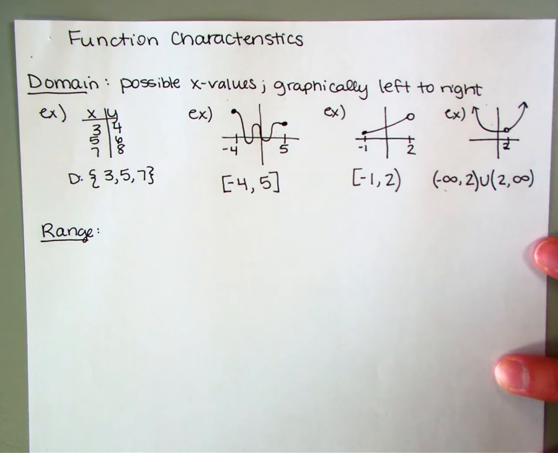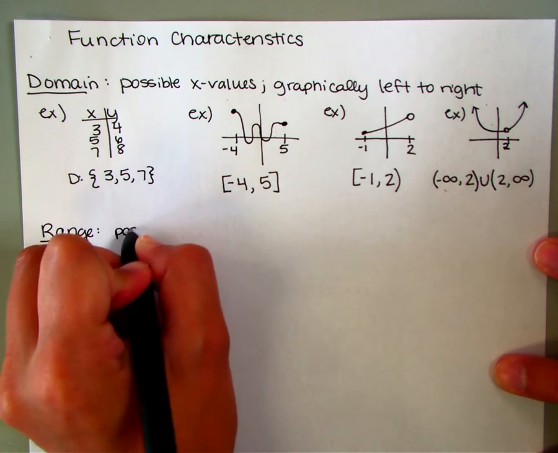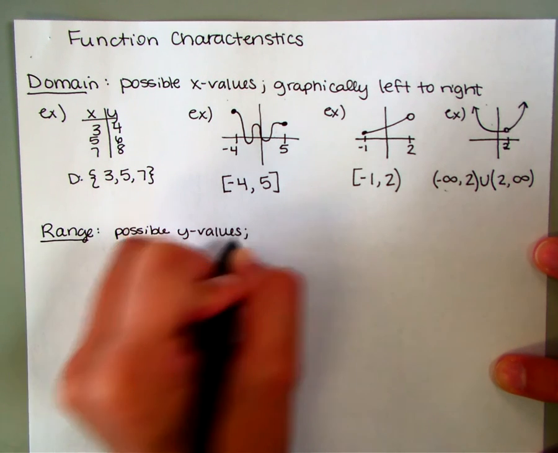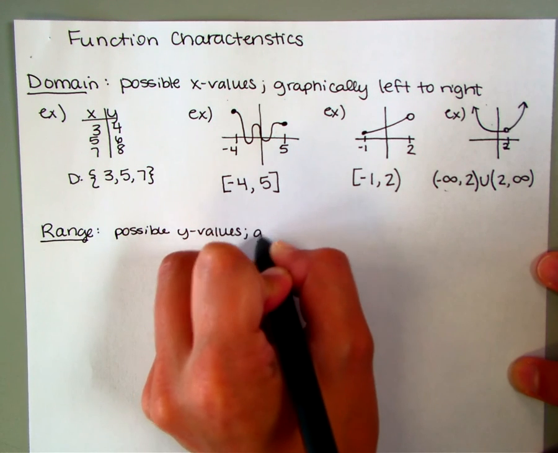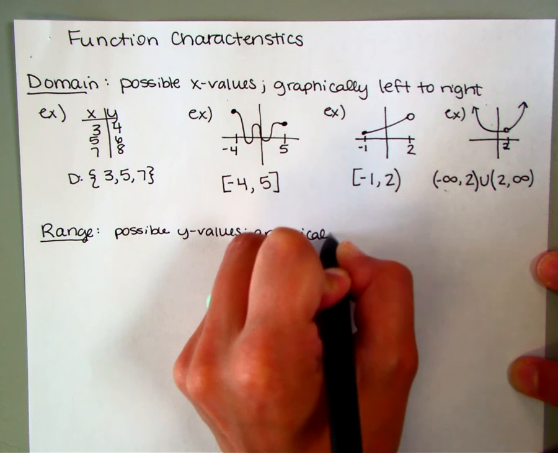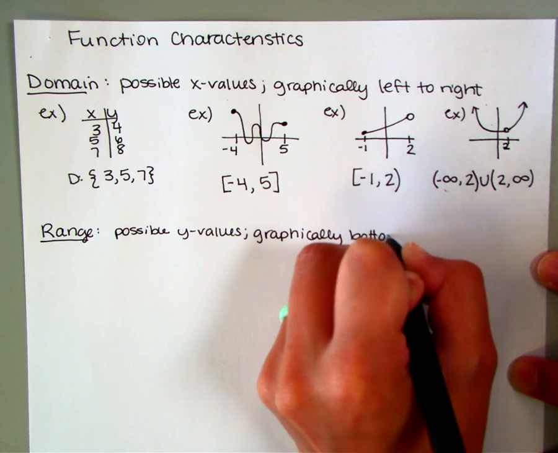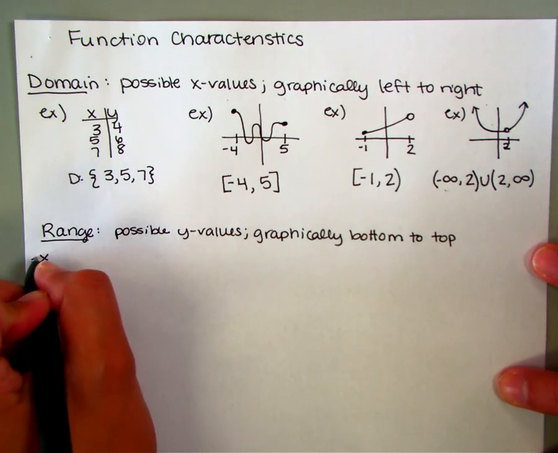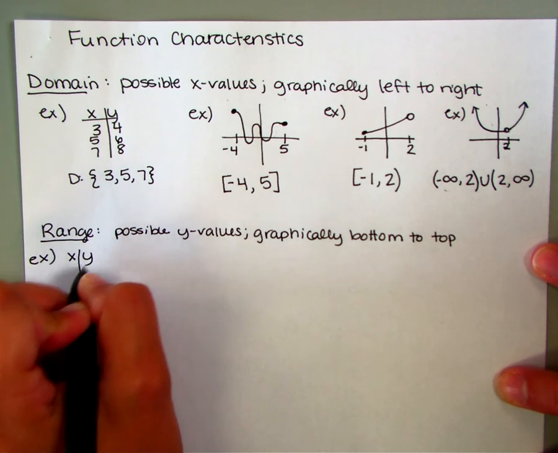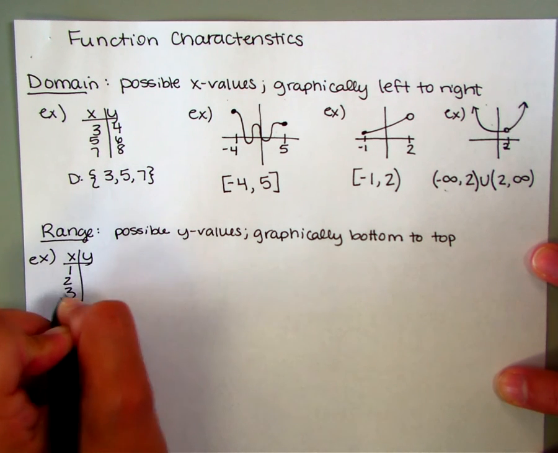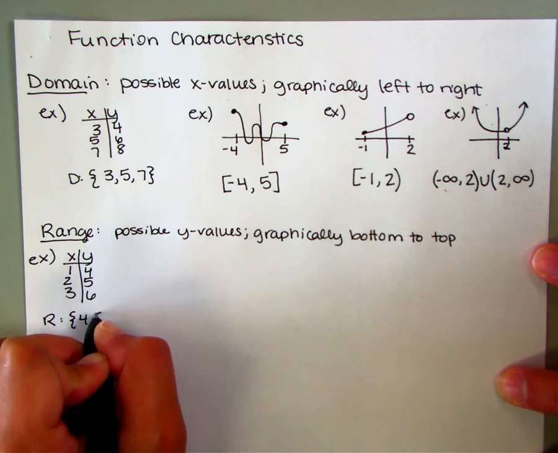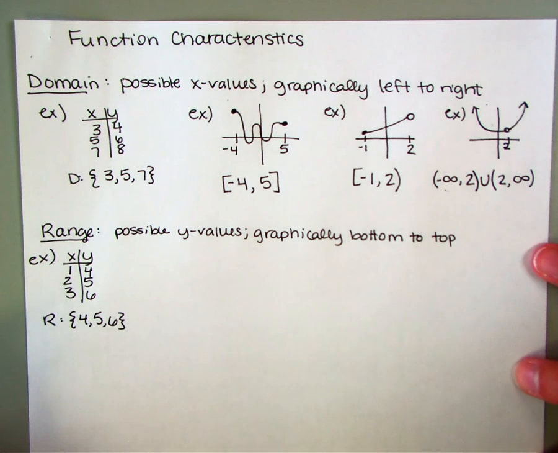So domain is typically partnered with range, and range is your possible y values, so you probably could have guessed that. And this is graphically bottom to top, so you're still going from negative to positive. And so if we look at it in a table, we've got our x, y, 1, 2, 3, 4, 5, 6. We would write the range as a set, 4, 5, 6, because it's only the y values.